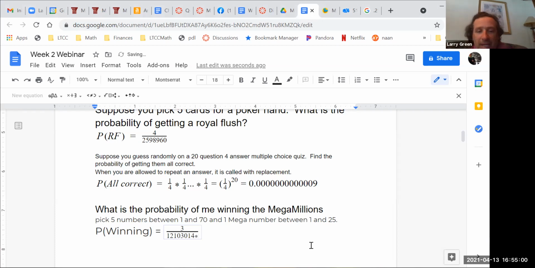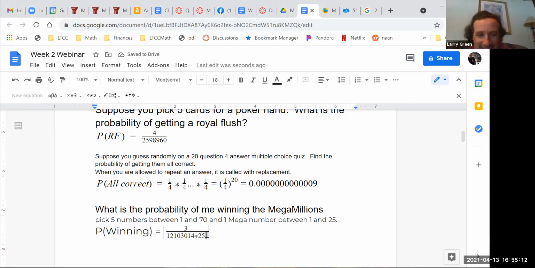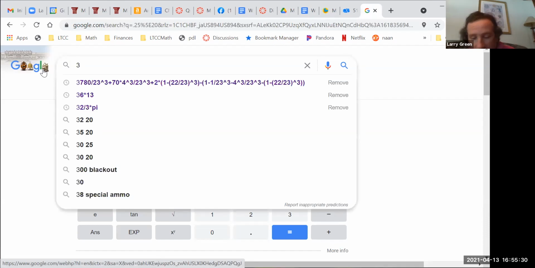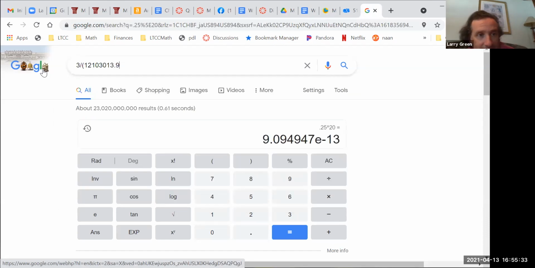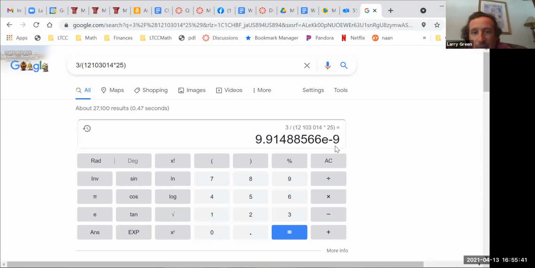How many ways are there of picking a number between 1 and 25? 25. Yeah, it's 25. Okay, very easy question, right? You don't need a calculator for that one. So there's our answer. Let's get it as a decimal. So we're going to have 3 over this mess. So I can go into the other calculator. So I have 3 divided by, I think it's still in there, good. And let's make that a 4 times 25. And there's my probability of winning.